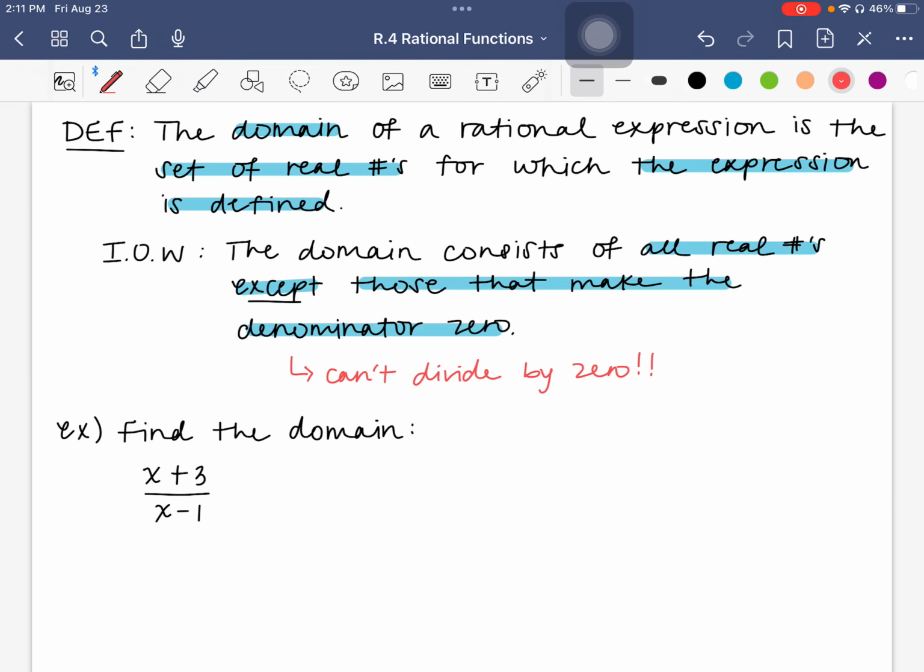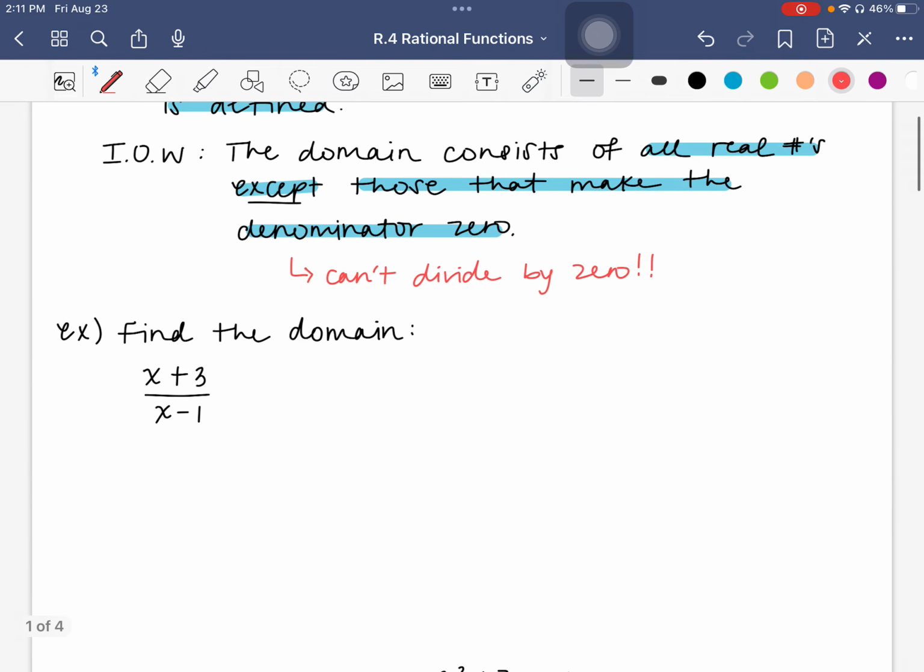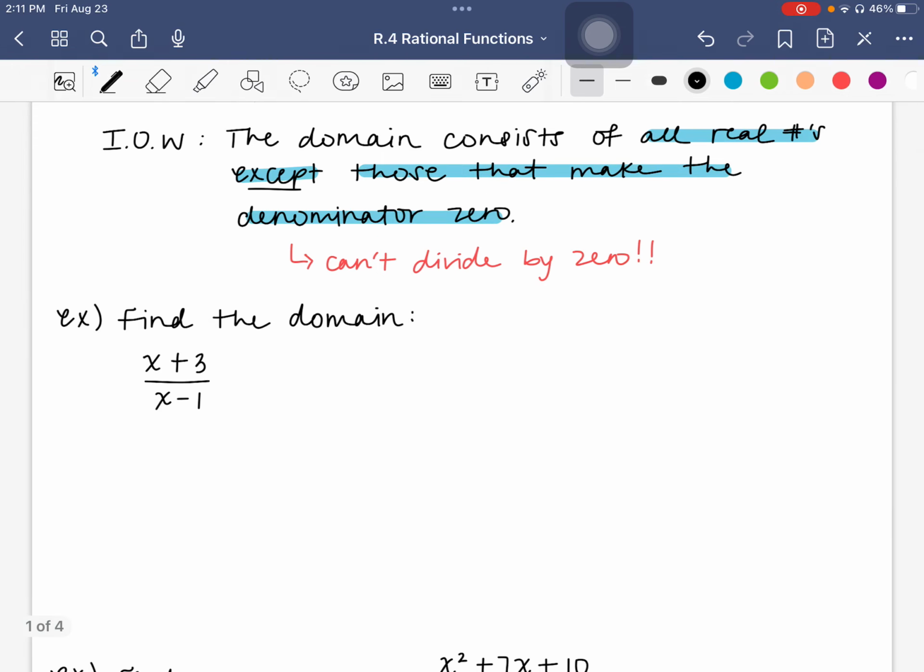All right, so we're going to go straight into this example here. We want to find the domain of this guy here, x plus 3 over x minus 1. And we know from the above definition that the domain is going to consist of all real numbers except those that make the denominator 0. So we want to find for which values the denominator, or x minus 1, will be equal to 0. So this is pretty simple. All we have to do is solve for x, and we can do that by adding 1 on both sides. And so we end up with x is equal to 1.